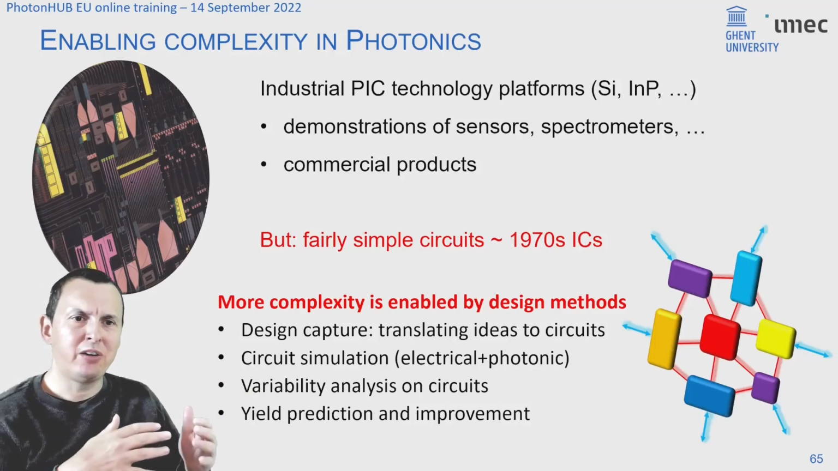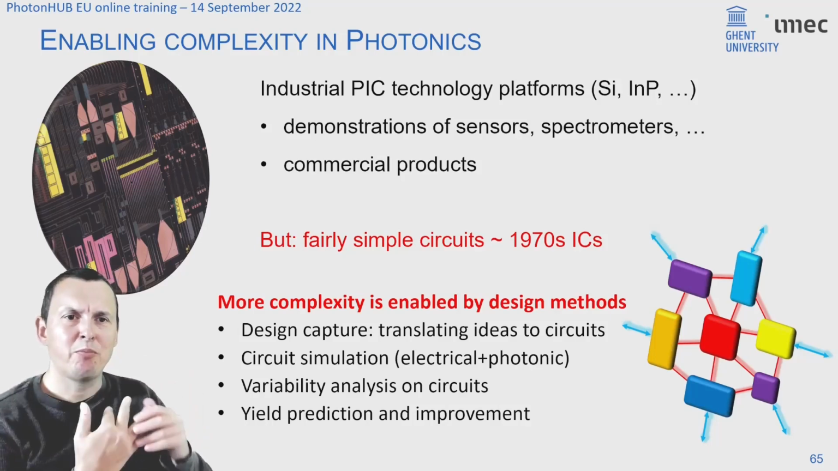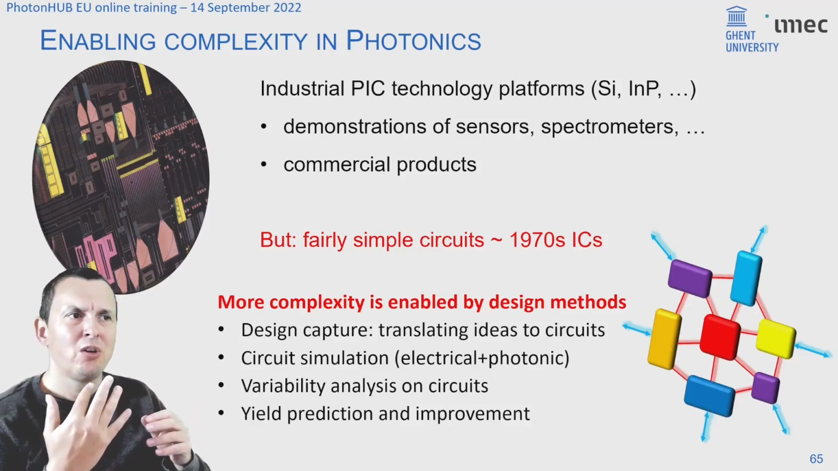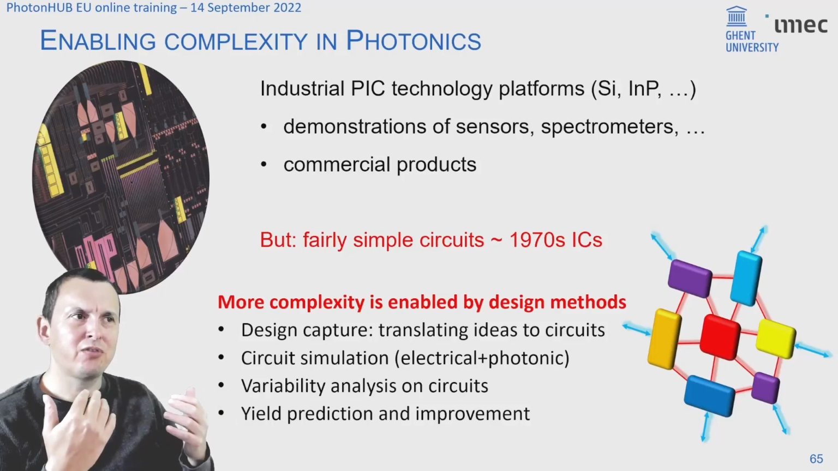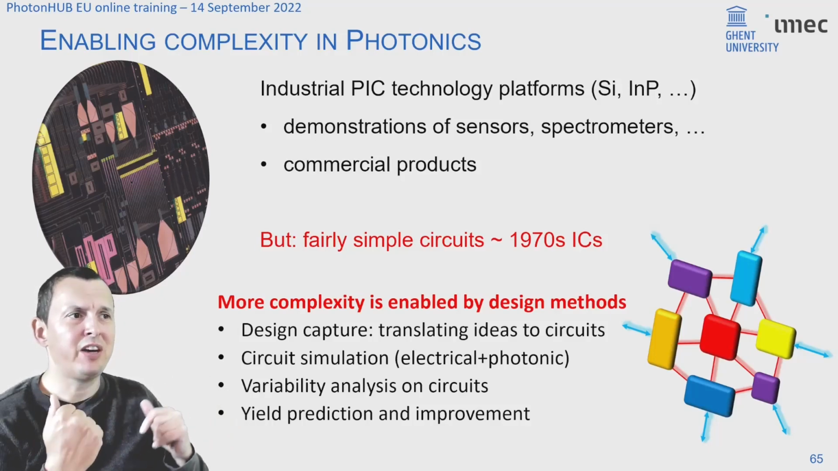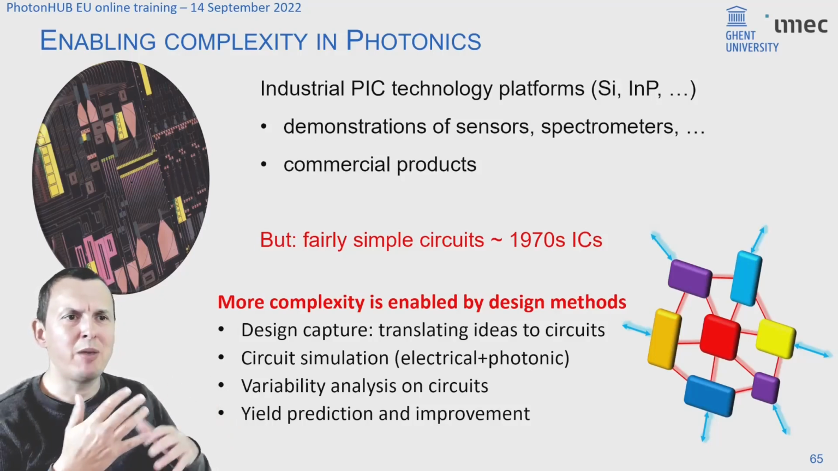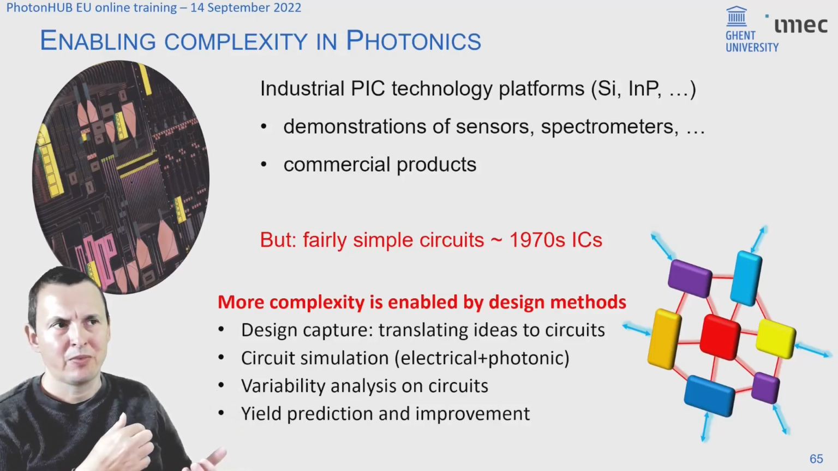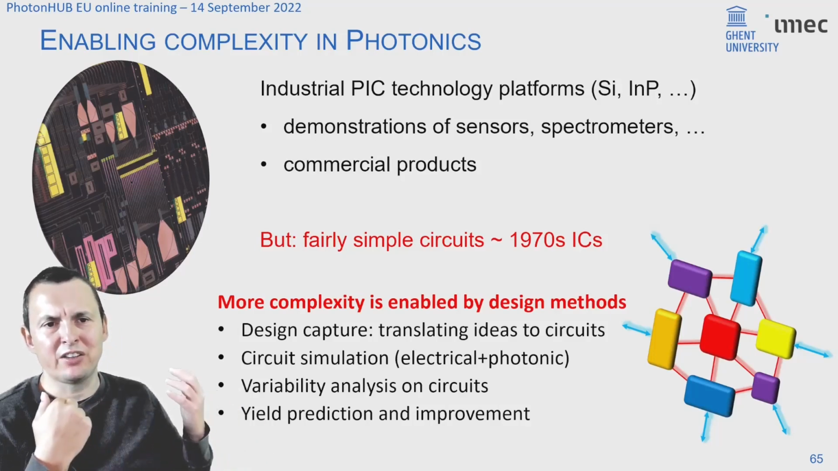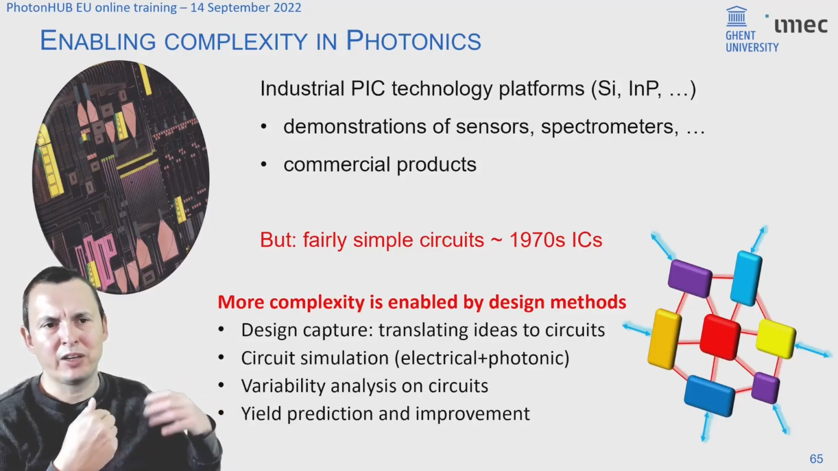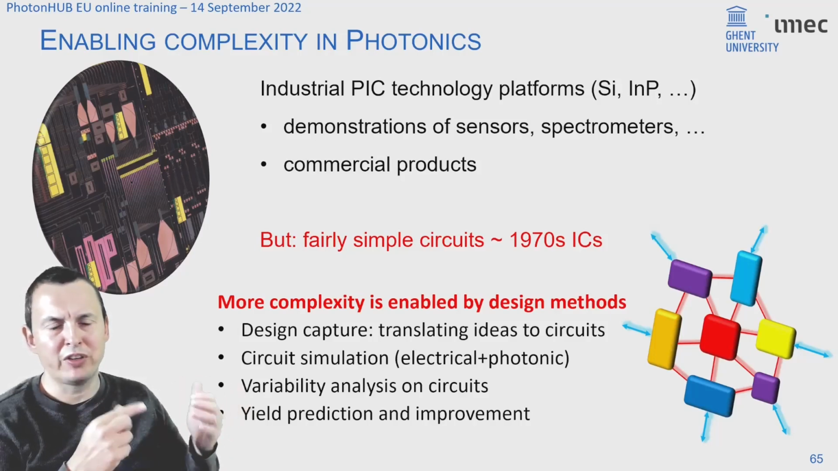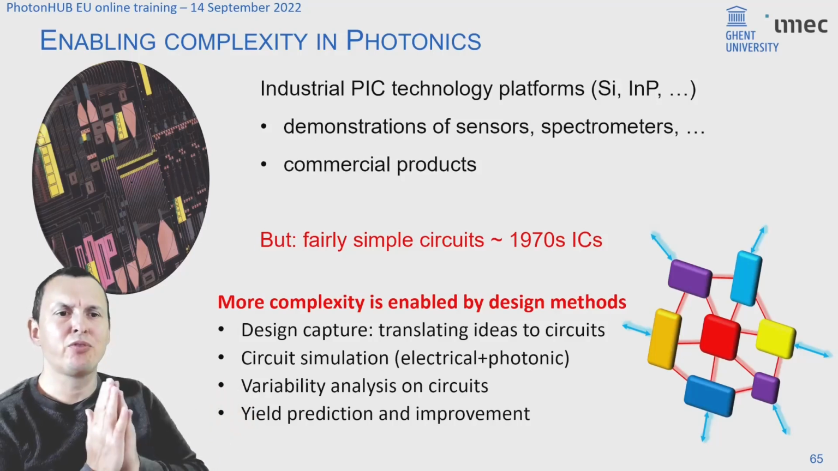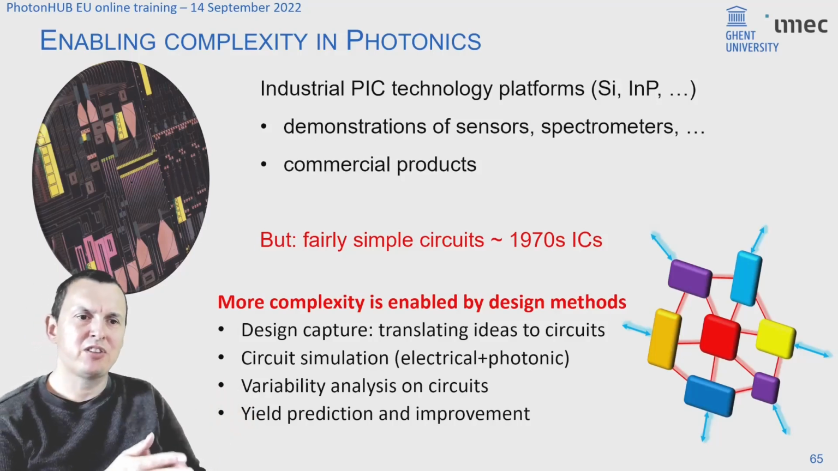Now, if you compare where we are with photonics today in terms of number of components, maturity of the technology and the capabilities of the design tools, we can compare ourselves to, let's say, the 1970s or maybe the early 1980s of electronic circuitry. If we want to scale this up, to make really more complex things, the technology needs to improve, and that's ongoing, and it's steadily improving. But also the design methods need to improve.